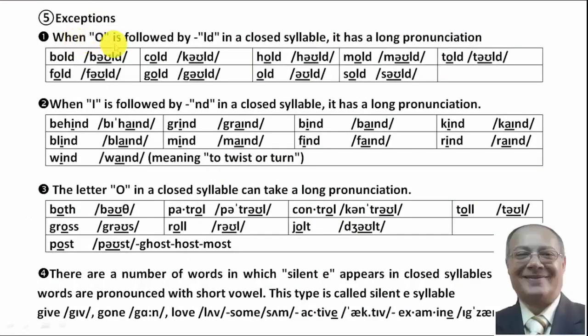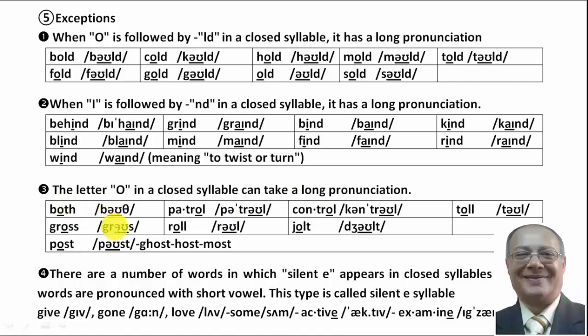Exceptions. When O is followed by LD in a closed syllable, it has a long pronunciation: bold, fold, cold, gold, hold, old, mold, sold, told. When I is followed by ND in a closed syllable, it has a long pronunciation: behind, blind, wind, here meaning to twist or turn, grind, mind, buying, fine, kind, rind. The letter O in a closed syllable can take a long pronunciation.